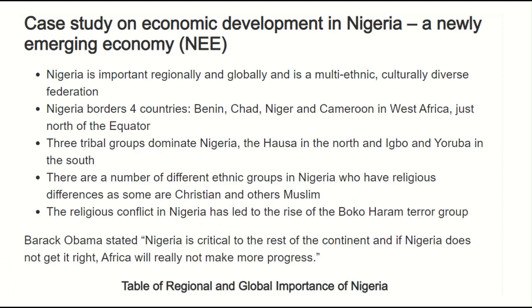Now, you need to know, essentially, a little bit about Nigeria. So, it is a newly emerging economy. And if you read some of the facts on here, there are a number of different ethnic groups within Nigeria. It is in an equatorial region which borders 4 countries in the just about north of Africa. And Barack Obama stated that Nigeria is critical to the rest of the continent. It is Africa's most populous country, and it is one of the largest economies in Africa as well.